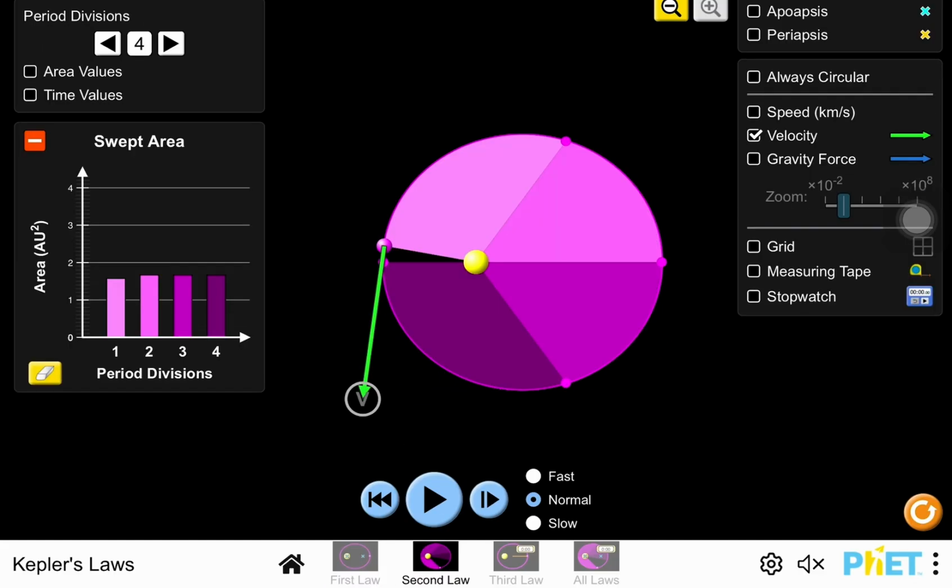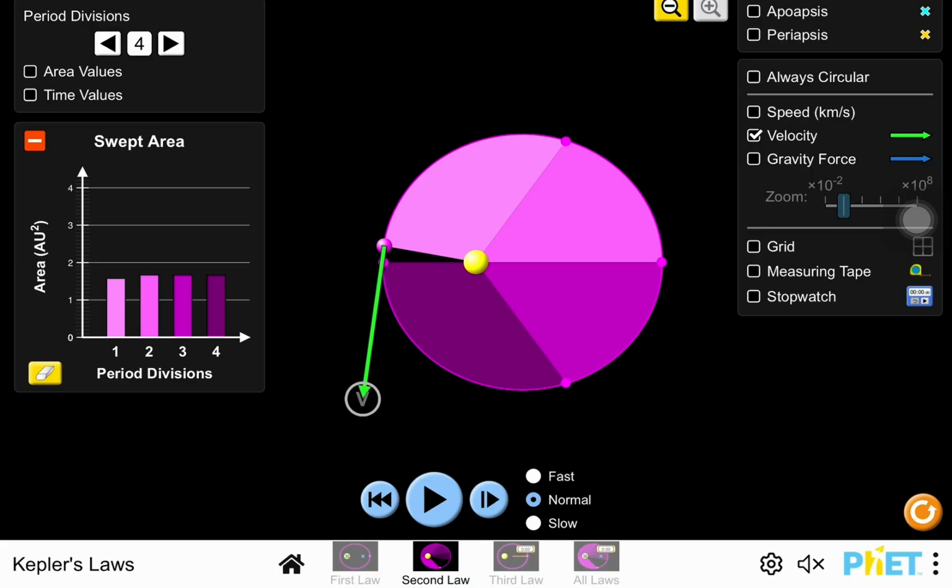Moving towards the second law of Kepler, it states that every planet sweeps out equal areas in equal intervals of time. On this screen, you are seeing the swept area on the left hand side, which is basically a graph between area versus period divisions. And in the center of your screen, there is a sun and a planet is revolving around the sun with a velocity v vector.